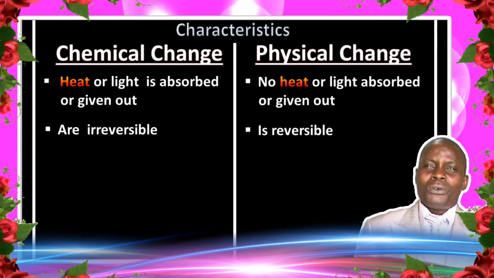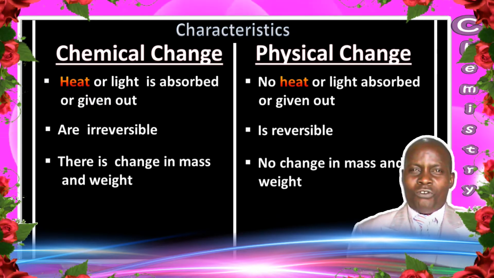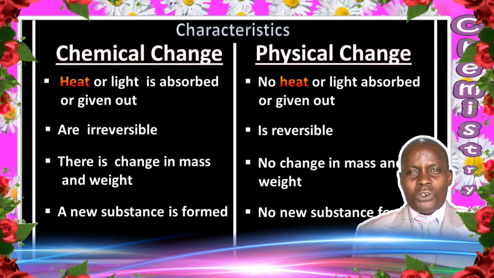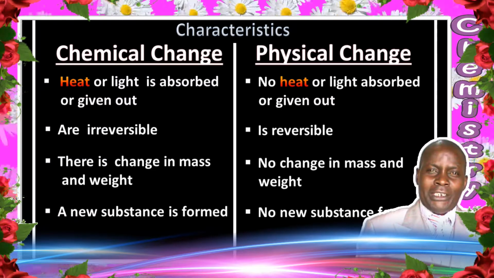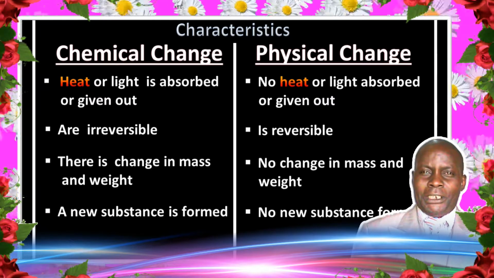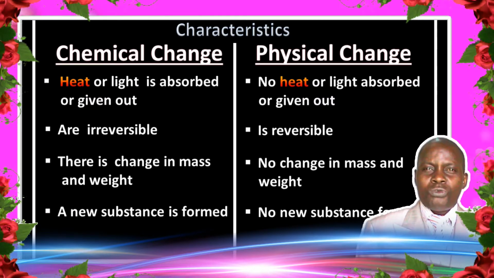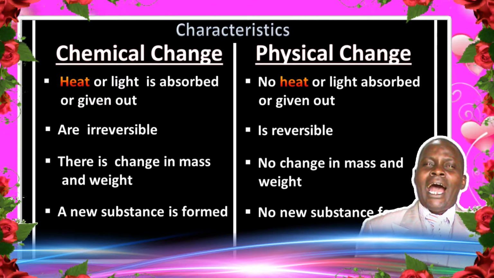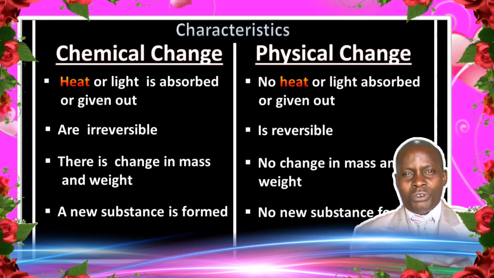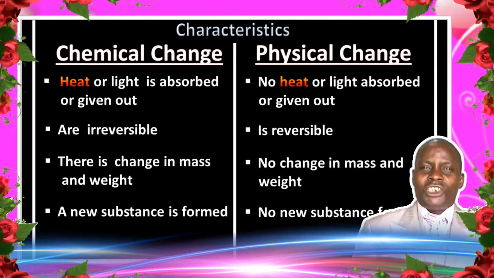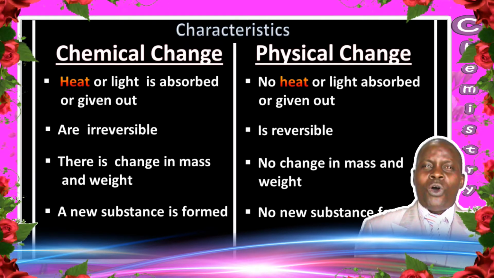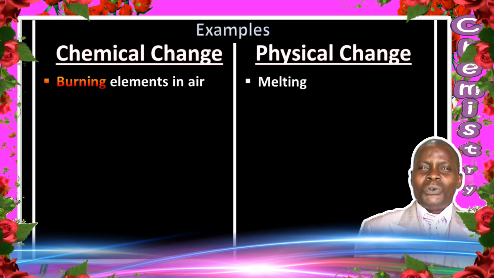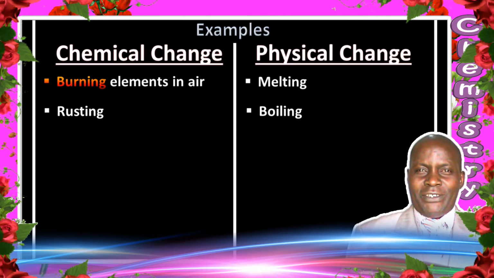As we talked about the changes of states of matter from one state to another, we can know whether this is a physical change or a chemical change by looking at their properties: whether there is heat involved, something taking in heat or releasing heat, whether they are reversible or not reversible, or whether there is change in mass or a new substance is formed. So those are the two types of changes.